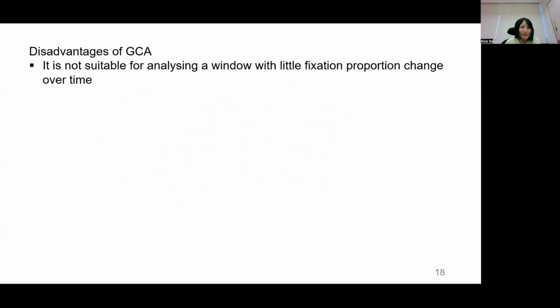Okay, so there's also a disadvantage for the growth curve analysis, that it's not really suitable for analyzing a window with little fixation proportion change over time. And that's probably not a big disadvantage, because if you do a growth curve analysis, you are interested in how the fixation proportion changes over time. So if your data doesn't have that pattern, you probably don't use growth curve analysis anyway. But if you have such data, the best way is not to include such a window. When certain windows don't have much fixation proportion change over time, it's best not to include such a window for the analysis.